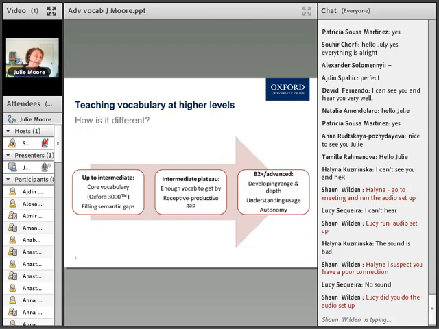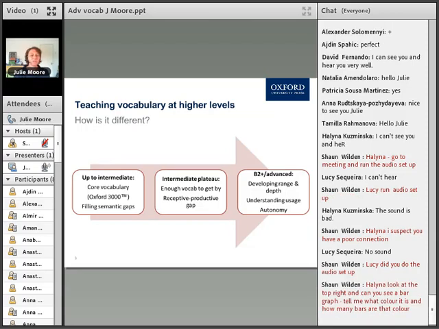But then they reach a point that's sometimes described as the intermediate plateau. So they reach a level where they kind of stop. And this isn't just with vocabulary, this happens with lots of different aspects of language. When students reach intermediate level, their progress seems to slow down. And from a vocabulary perspective, this is often because they have enough basic vocabulary to get by. They can communicate most basic ideas. So their motivation for learning new vocabulary decreases.